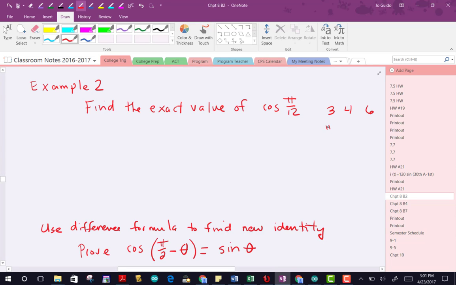So cosine of pi over 12, we are going to rewrite as the cosine of 4 pi over 12 minus 3 pi over 12. So there you can see that that's equal to 1 pi over 12. But then let's simplify these so that we recognize them. So that's going to be the cosine of pi over 3 minus pi over 4.